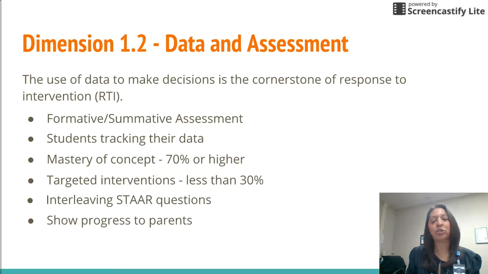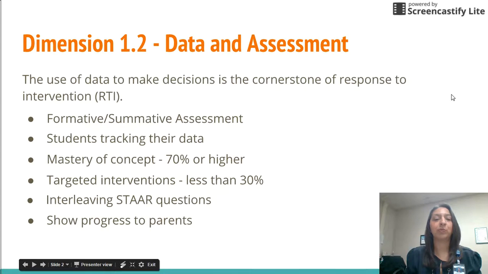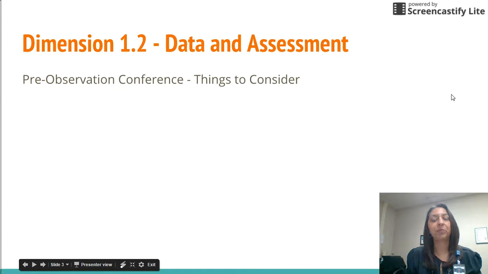And remember, teachers should not be the only ones sharing student progress. Students should be just as accountable. Share classroom data. Show them how they and their parents can get onto Parent Connection. These are just some things to consider when you're having that pre-observation conference.